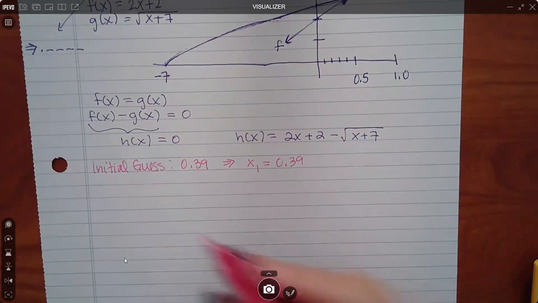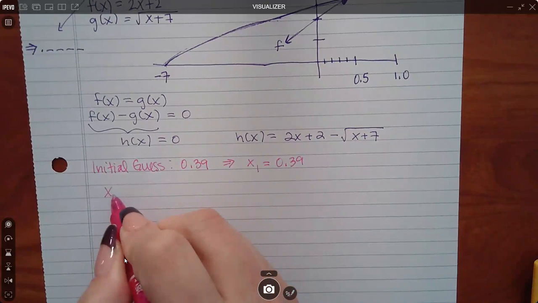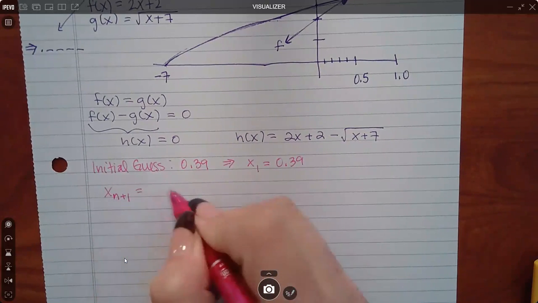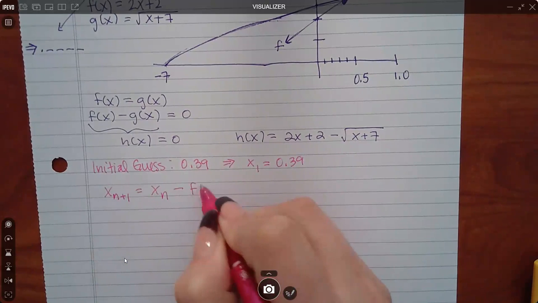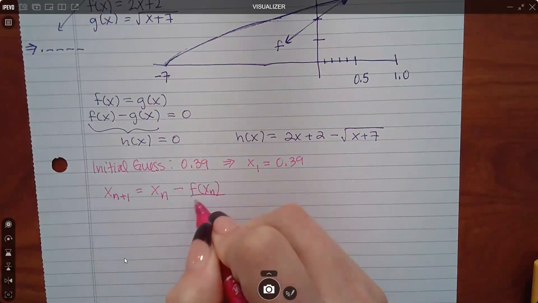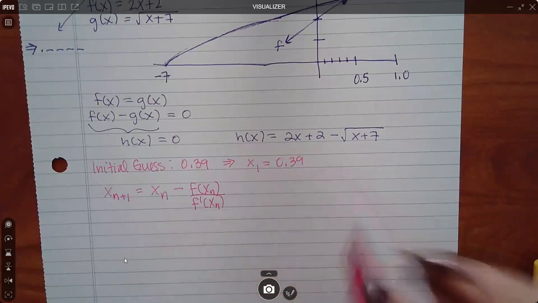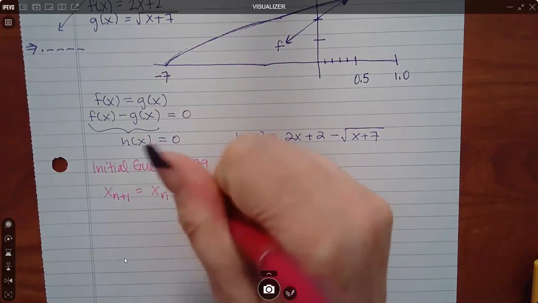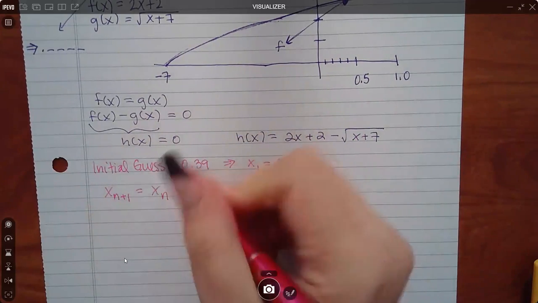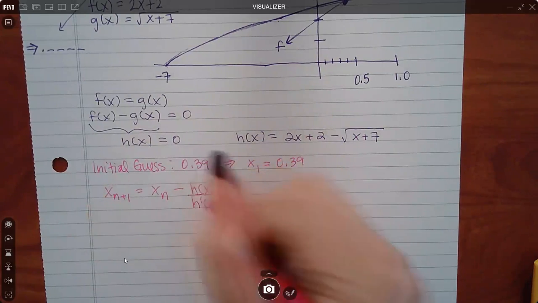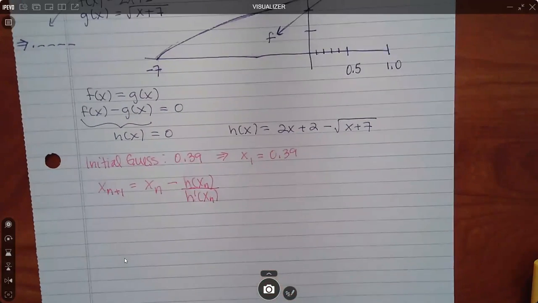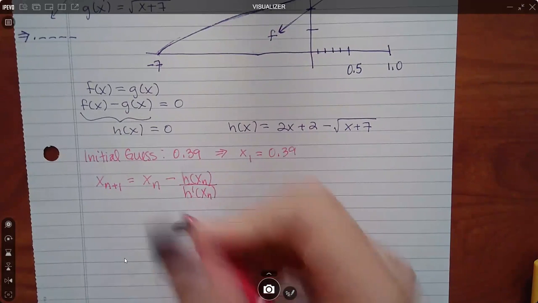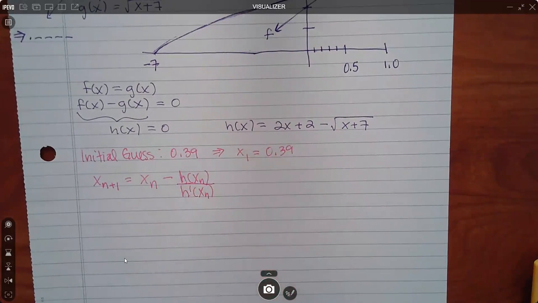Now, if I want to find my second guess, x sub n plus 1 is going to be x sub n minus f of x sub n over f prime of x sub n. But I'm not using f. The function I'm trying to do is h. So I'm just going to change this general f to an h. Well, I have h, right? But I don't have h prime. So we definitely need to figure out what h prime is before I can continue.